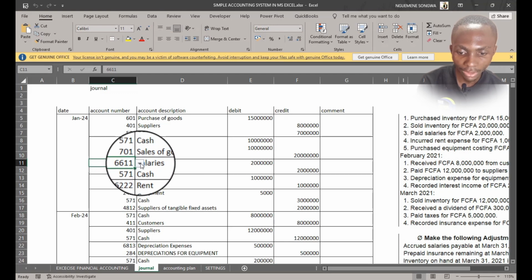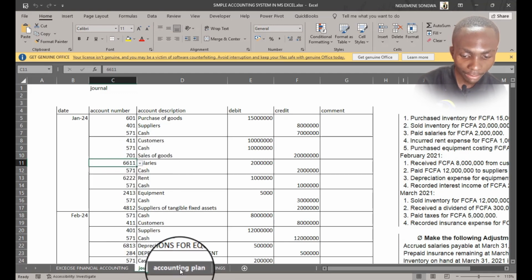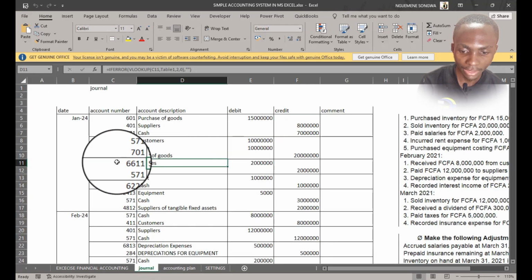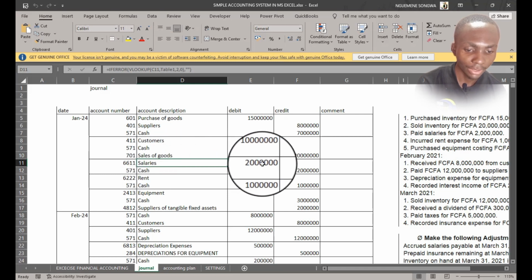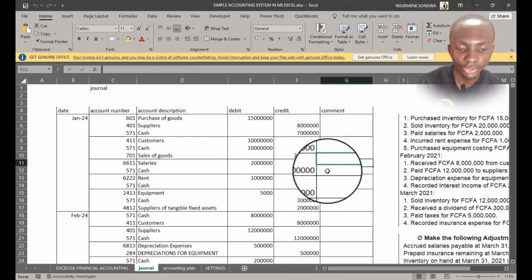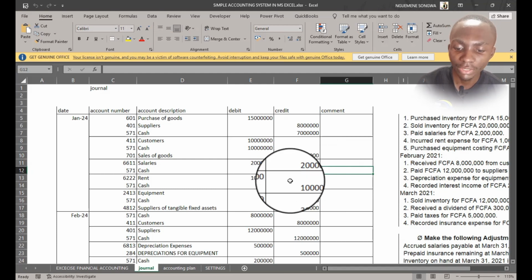So how have I been doing that? I've just been selecting the account number from the database for the accounting plan, and here the account number will automatically appear. The account name will automatically appear. Then manually I enter the amount. Here I can put some description or some comments on the specific transaction.